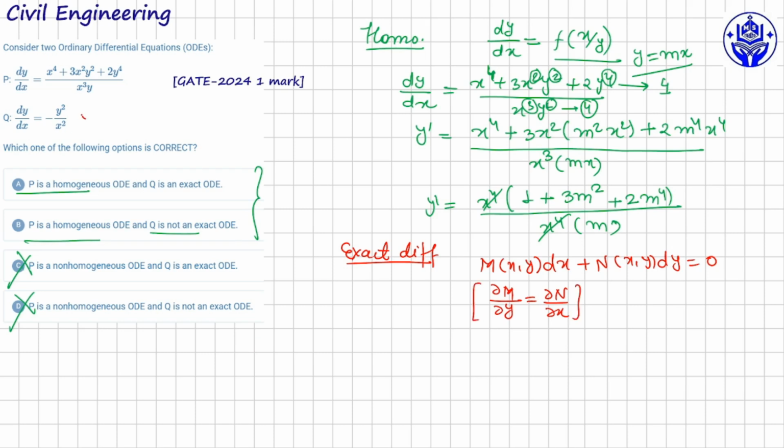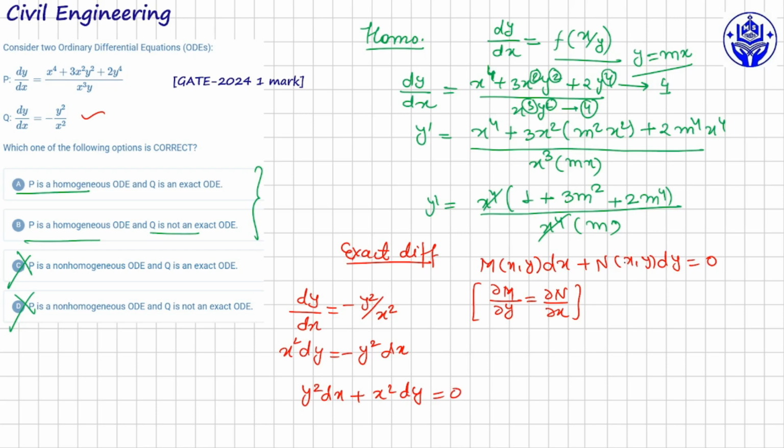Okay, now I have this differential equation, dy by dx equals minus y square upon x square. I will just separate it. I can write dy times x square equals, cross multiplying, minus y square dx. And I will write it as y square dx plus x square dy equals 0.